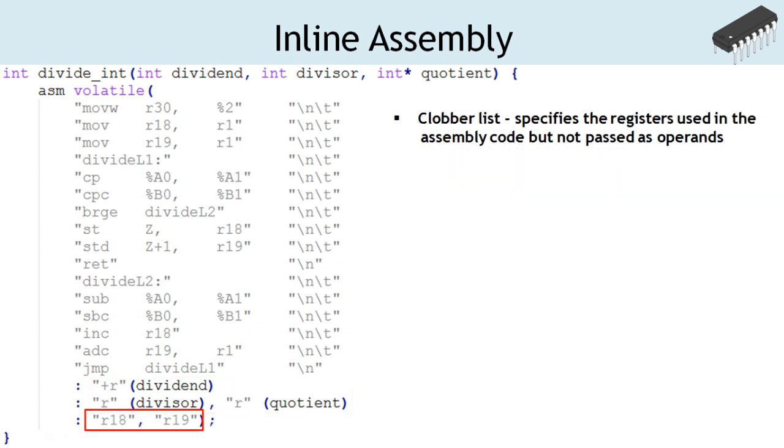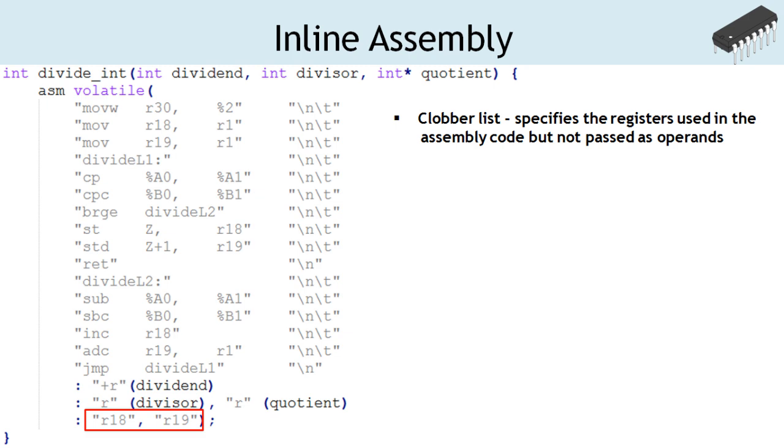Finally, the clobber list follows. It is the optional part of the inline assembly statement and can be omitted along with the colon. It is used to specify the registers used in the assembly code but not passed as operands. Notice the registers R19 and R18 are used in the code to keep track of the count of the successive subtractions, and the register pair is passed as the quotient of the division operation after copying to the memory address pointed to by the register Z.